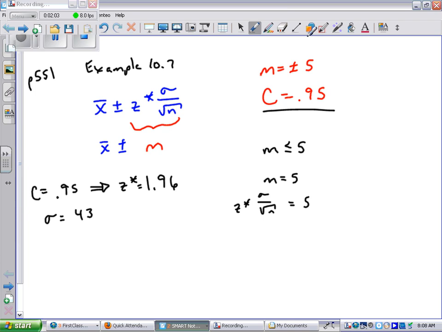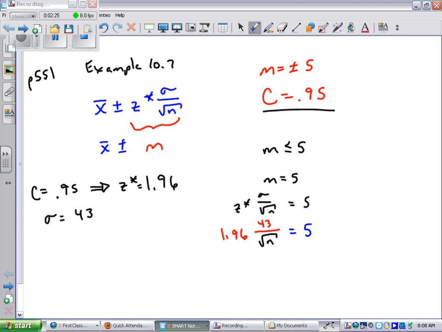Now I plug in the numbers. Z star is 1.96. Sigma is 43. I don't know what n is, so that stays the square root of n, and of course the 5 stays the same. There are a lot of ways to work this problem out. You need to figure out the one that works best for you.